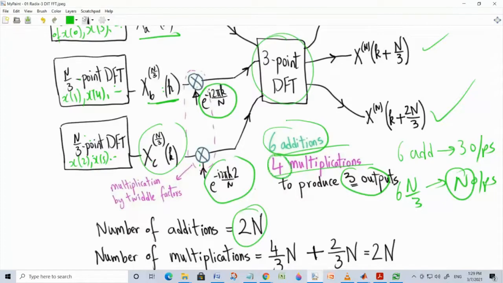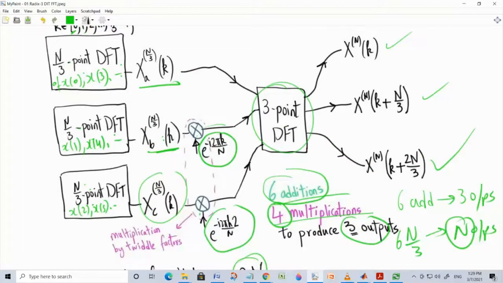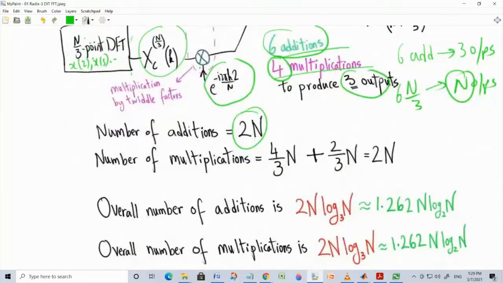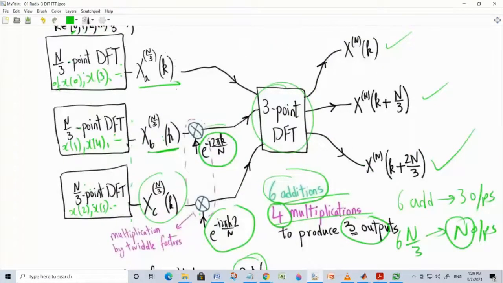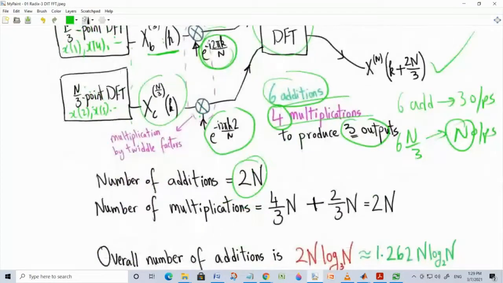For multiplications, we need to multiply 4 by n over 3, but then don't forget that we have multiplication by the twiddle factors. And so basically two-thirds of your data here will be multiplied by twiddle factors. And so we have 2n over 3 multiplications. So here, the first block is multiplied by nothing, but those k outputs will be multiplied by this guy, and those k outputs by this guy. So we have an overall of 2n over 3 multiplications by the twiddle factors. So this will be per stage.